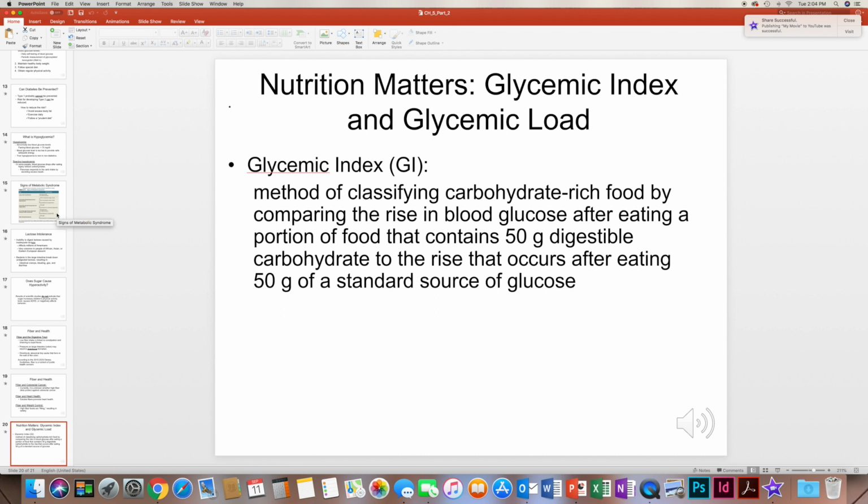One thing to pay attention to is the glycemic index, which basically determines, if you eat this food, how quickly your blood sugar would rise and how high it would rise.